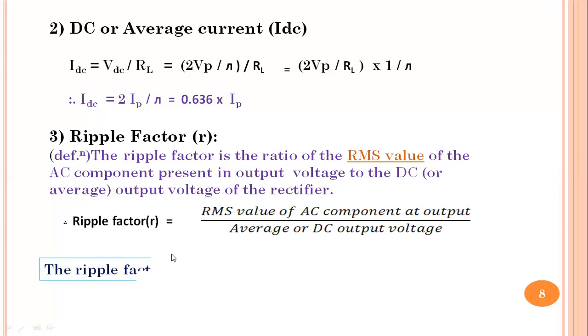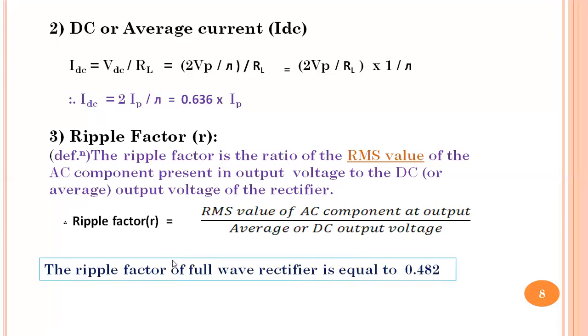In case of full wave rectifier, it is found after certain calculations, not part of the syllabus, that the ripple factor comes to be about 0.482. Very, very small as compared to the half wave rectifier, which is 1.21. Therefore, in case of full wave rectifier, we will get more DC than the AC present in the resultant rectified signal. Thus, we'll get purer DC as compared to the half wave rectifier.